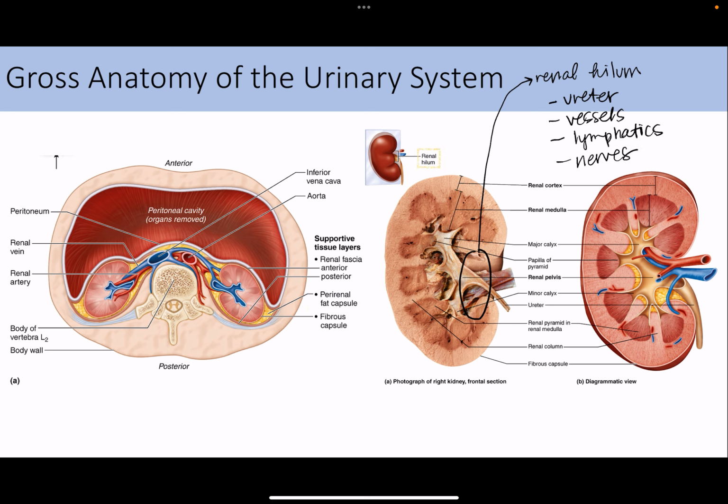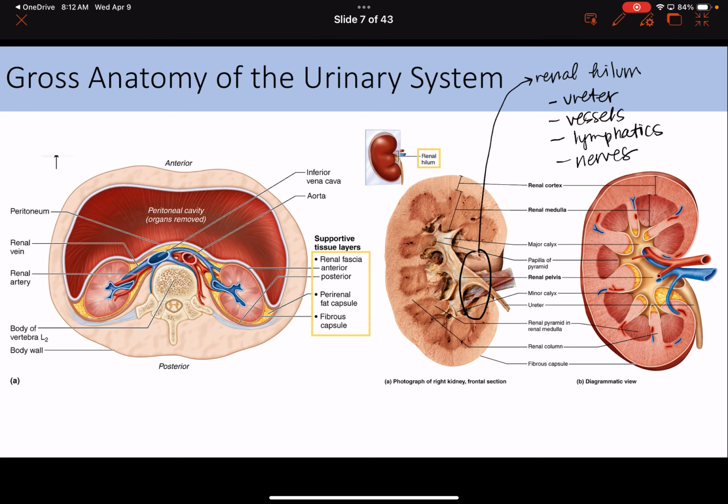And we also have some supportive tissues. We have the renal fascia, which is going to anchor the kidneys in place, the thick connective tissue. We have this perirenal fat capsule, which is mainly for cushion. And then the fibrous capsule on the very outside is going to prevent the spread of infection.